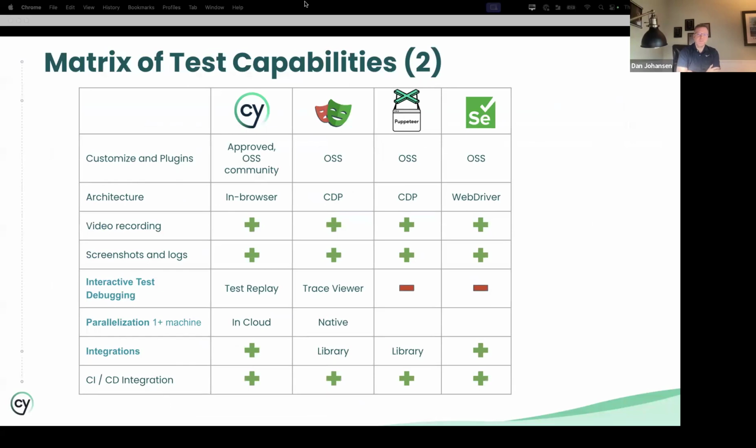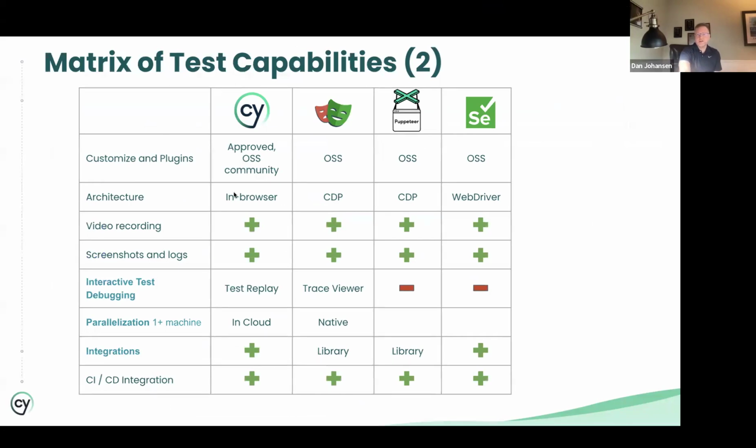Architecture, we talked about that. So Cypress is the one that is in browser. We have two that are CDP, and we have Selenium as WebDriver. And all of us do video recordings, screenshots, and logs, and we all have CI/CD integration. So on the integration side of things, integrations is essentially being able to interface with third-party products.